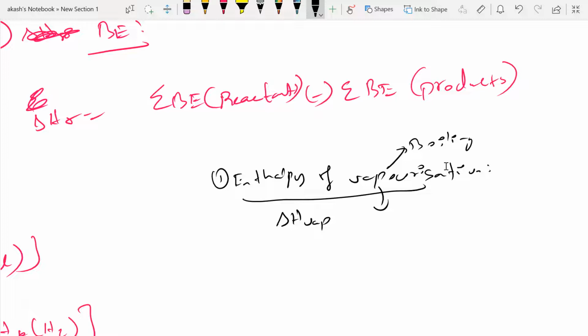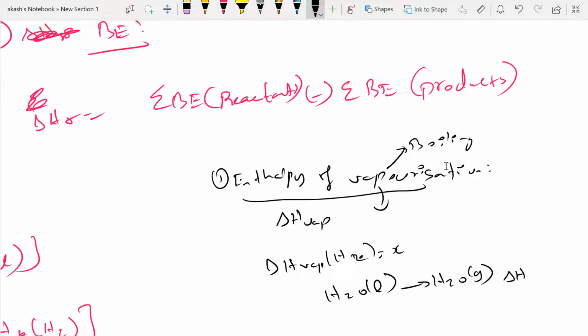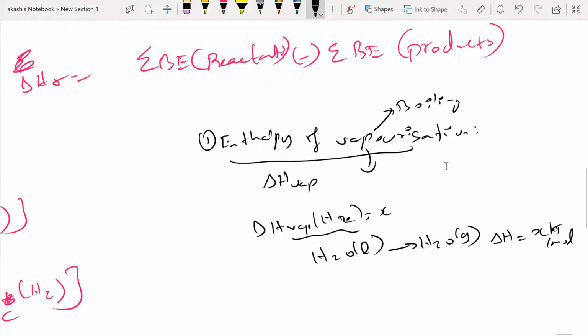So I'll repeat the entire statement one more time. It is the enthalpy change occurring when 1 mole of a chemical species in liquid state gets converted into its gaseous state or vapor state. Say for example, if I tell you enthalpy of vaporization of H2O is some X, now how do you write the equation? You have to make sure that only 1 mole of the particular chemical species is there. So H2O liquid to H2O gas, whatever is the enthalpy change occurring, that value is the enthalpy of vaporization. So for this particular process, not reaction, the enthalpy change is X kilojoules per mole.